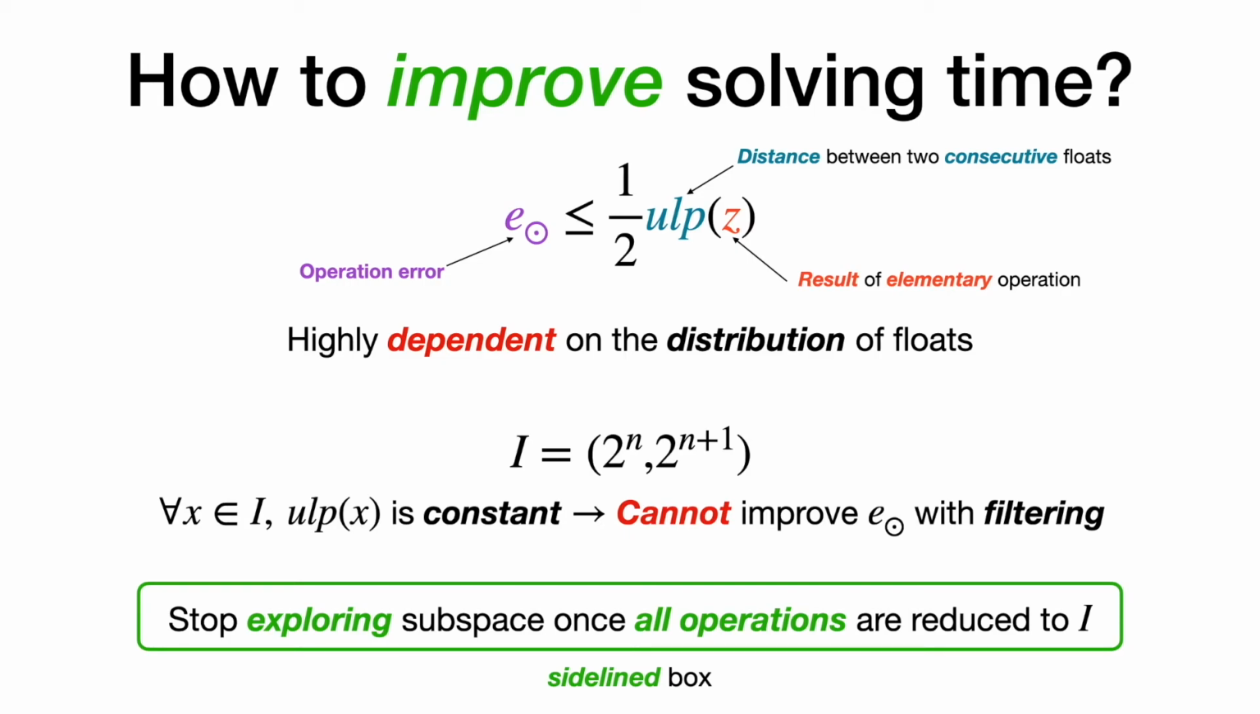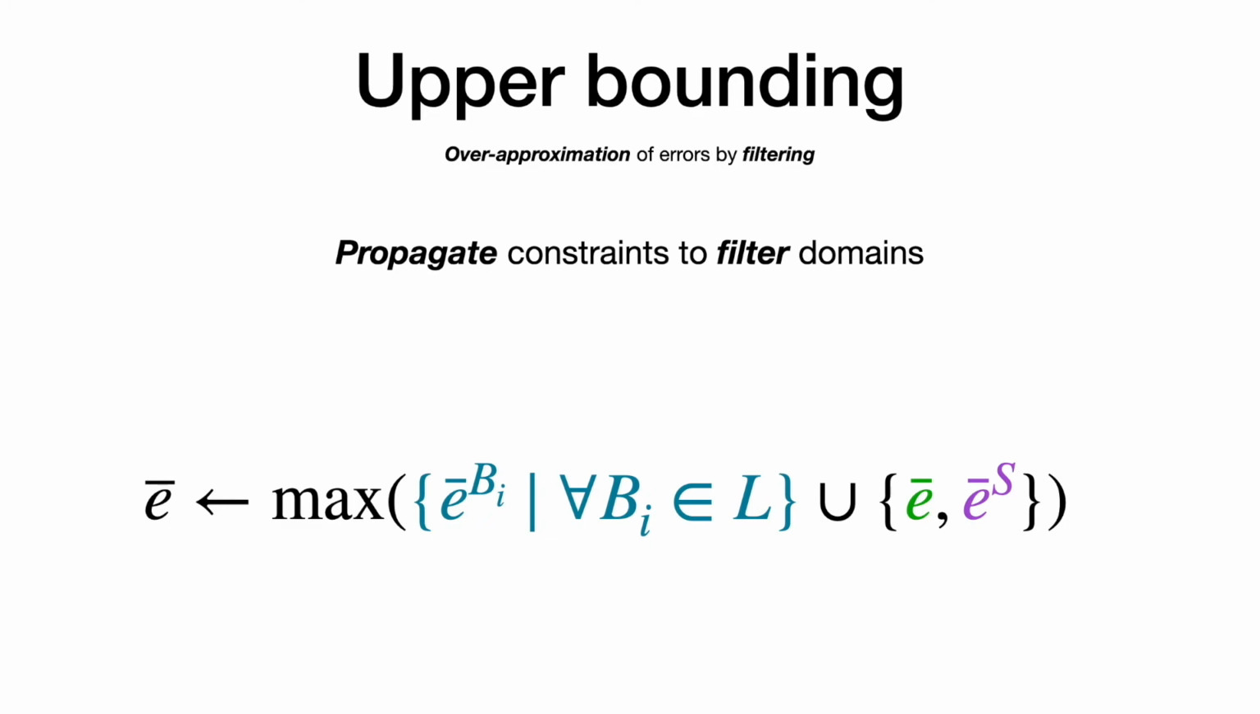Cutting such subspace from the search space will allow us to reduce the solving time dramatically while still computing good enough bounds. Now, let me go over the main steps of our algorithm. First, for the bounding part, we compute our over-approximation of errors by first propagating all constraints to filter both domains of values and domains of errors.